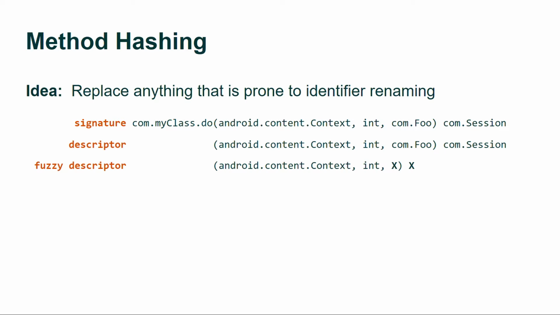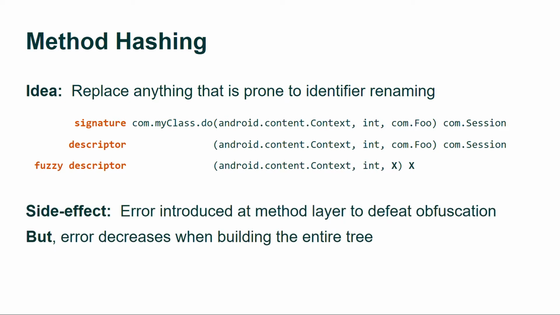So here, we do not distinguish between different types. We are only interested in the number of types we replaced and their position. What we receive is a so-called fuzzy descriptor. You can think of it as a pattern or a template. Now, at that point, we intentionally introduced an error to defeat the obfuscation, because obviously, this fuzzy descriptor does not only match the original signature, but it would also match similar signatures.